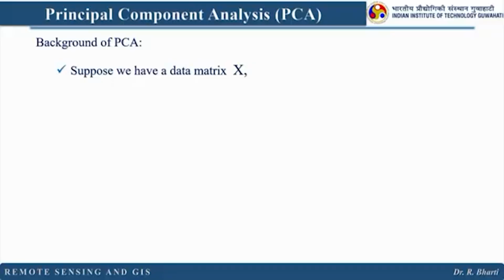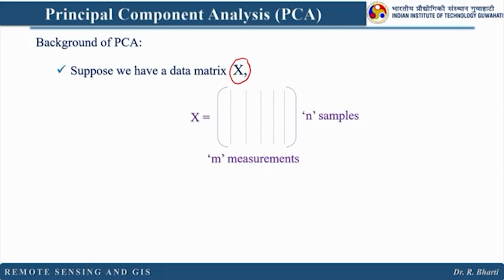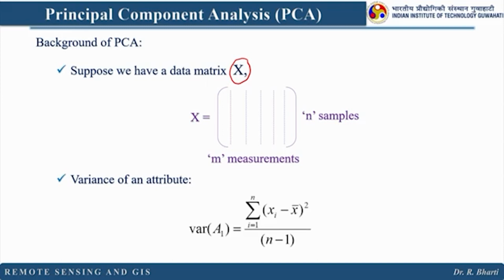To understand this PCA, let us assume we have a data matrix which is X. The X matrix will have some samples and measurements. Here in this case we are using N samples and M measurements, and you can easily find out what is the variance of an attribute using this formula. And if you have this, let us understand how you get this particular matrix.